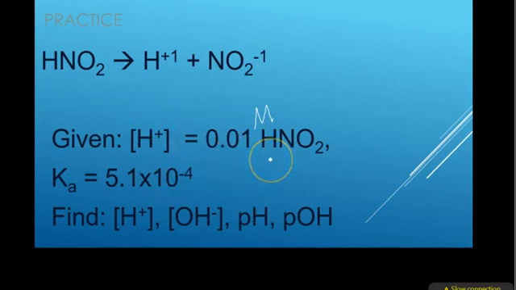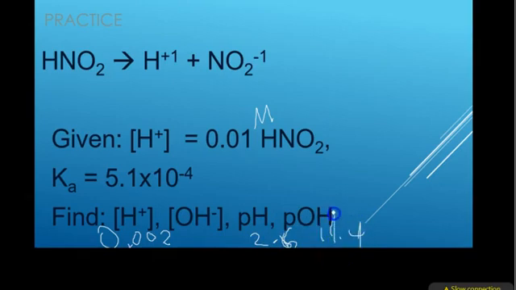So I've got 0.01 times 5.1 to the negative 4. Then I take the square root of that answer. And so my H plus is 0.002. Then I'm going down, so I take the negative log of my answer, and my pH is 2.6. Then 14 minus my answer, so my pOH is 11.4.